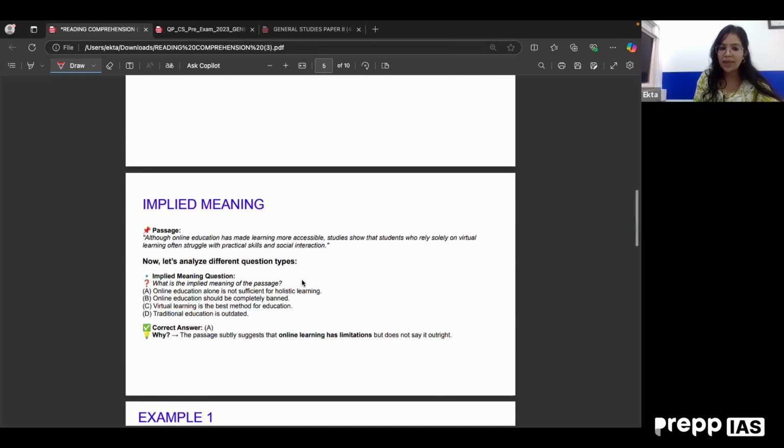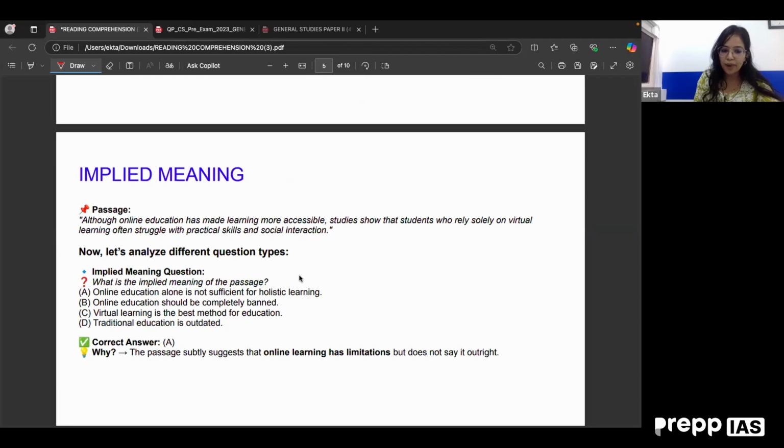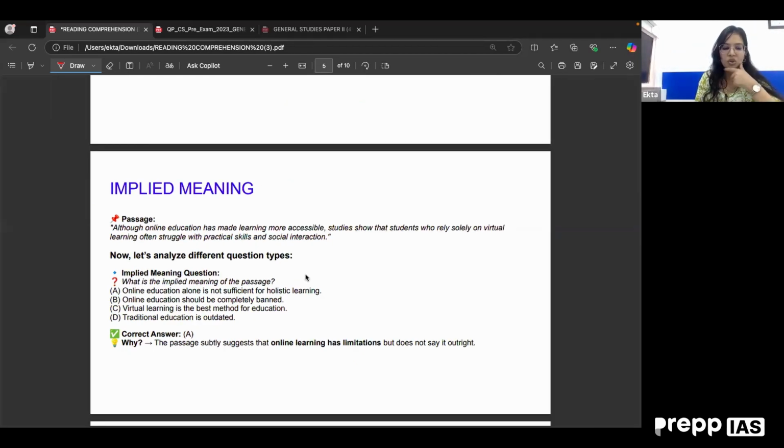इसी से रिलेटेड है इम्प्लाइड मीनिंग, राइट। इम्प्लाइड मीनिंग इज समथिंग हम इस पैसेज के थ्रू देखते हैं। Although online education has made learning more accessible, ठीक है, studies show that students who solely rely on the virtual learning, they often struggle with practical skills and societal interaction. So they are saying that online education से learning accessible तो हुई है, but only if a person relies on virtual learning, they might miss out on the practical skills and social interactions, right?